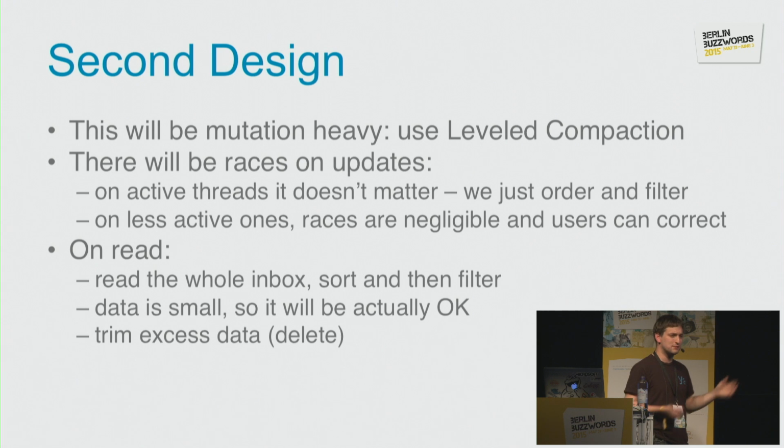And we trim excess data to make sure that the inbox stays in check. So we read, I think, 15,000 records, and trim it to 5,000 after it exceeds 5.5. So we don't trim every time, but give ourselves a bit of a buffer.